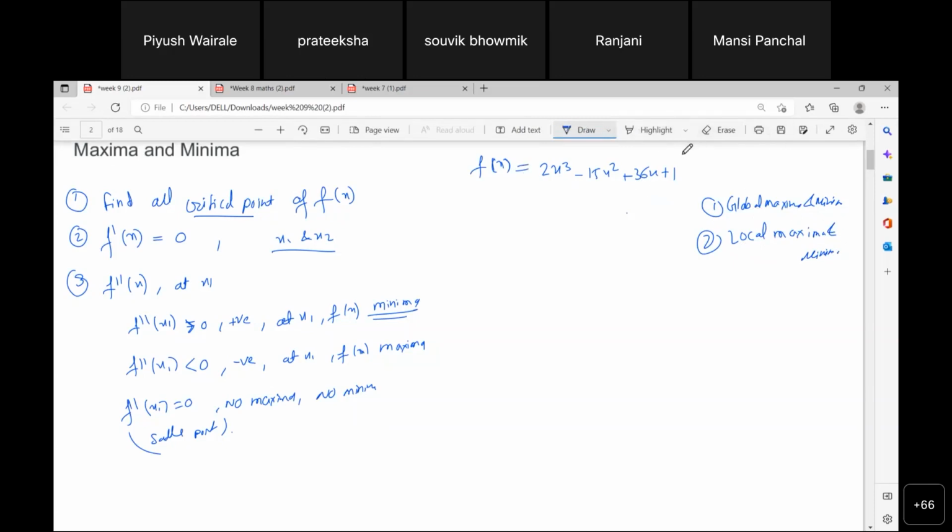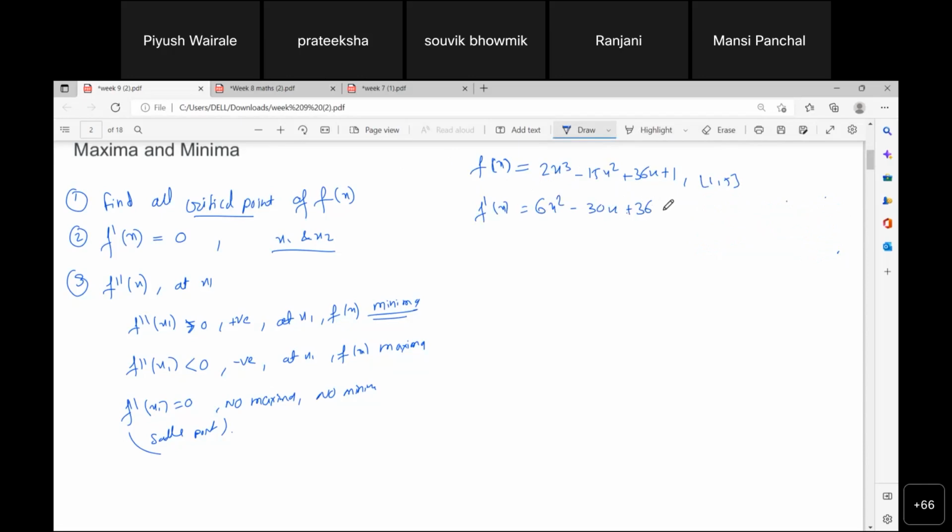Say the interval is 1 to 5. Now what is the first step? We have to find the critical points. For that we need to differentiate it, right? So f dash of x will be 6x squared minus 30x plus 36.